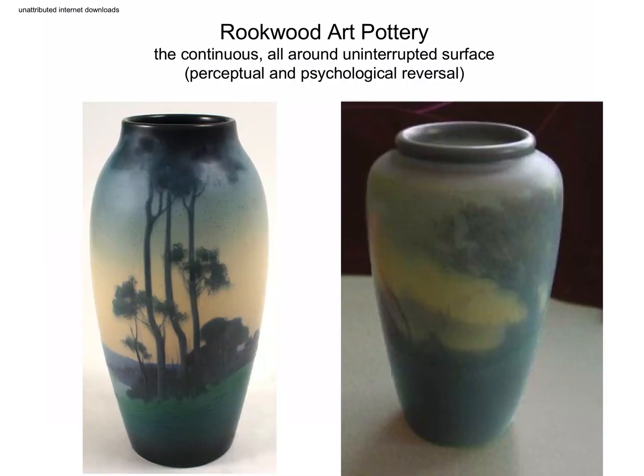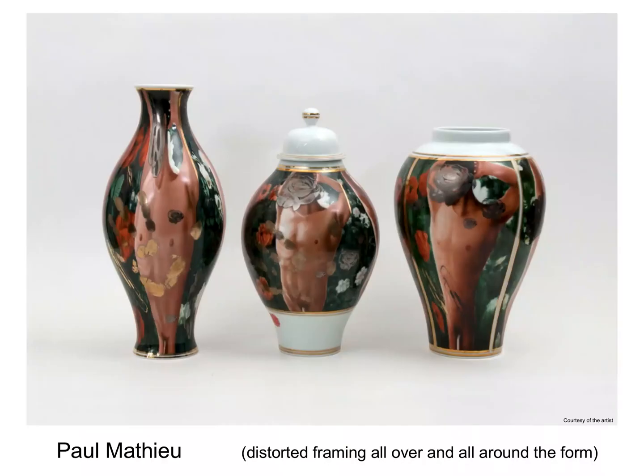Another very interesting phenomenon that's quite specific to ceramic objects is the continuous all-around uninterrupted surface, which creates a very interesting perceptual and psychological reversal, in which I go much deeper in the reading for this specific lecture, where I explain the working mechanism of this continuous uninterrupted surface on a ceramic vessel. And in my own work, I have used that principle by distorting the framing all over and all around the form, so that the image has been distorted with digital technology and recreated by being hand painted over the form, which distorts the image, although it develops itself all around the object as well.